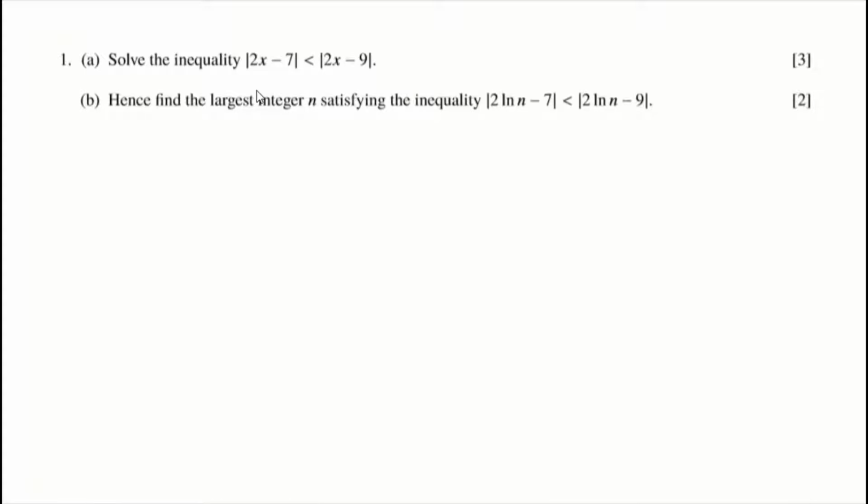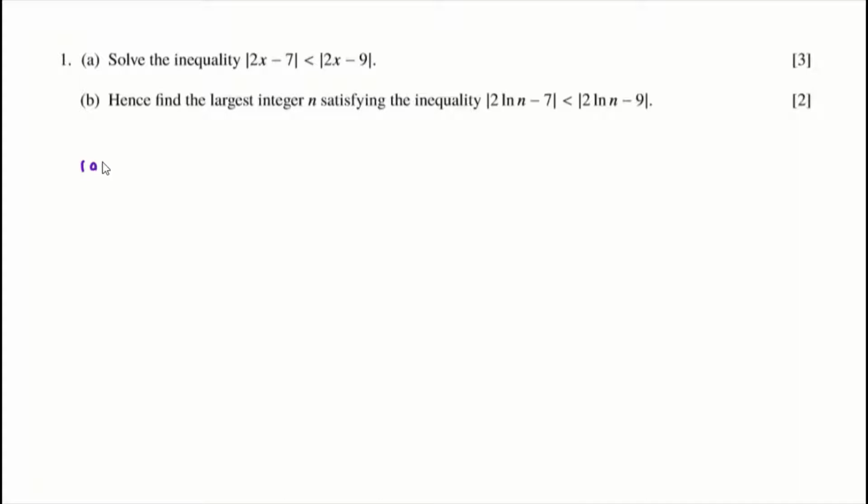Okay, solve the inequality modulus 2x minus 7 lesser than modulus 2x minus 9. For all the modulus questions where you have modulus on both sides and it involves an inequality, the best and easiest way to do that is squaring. Okay, so let's try to use that.